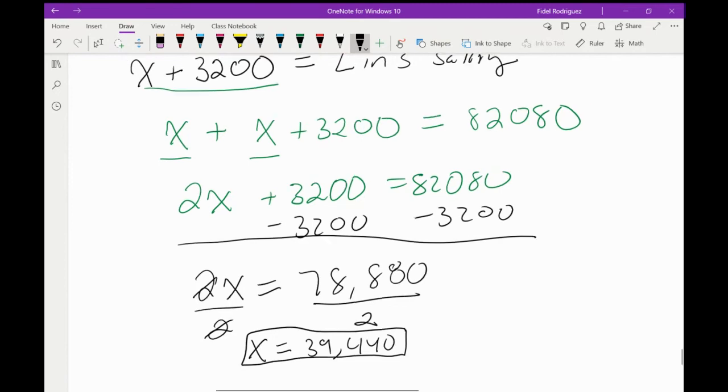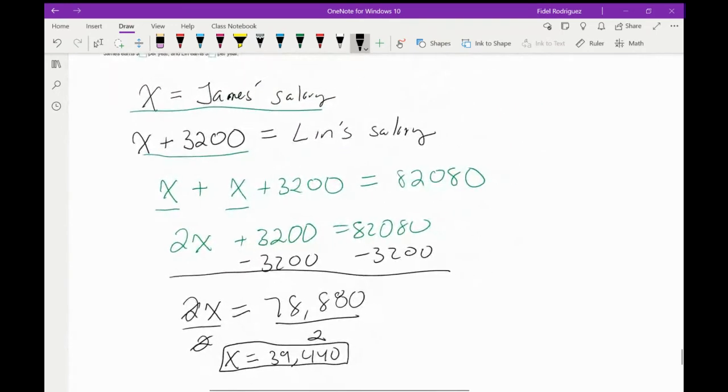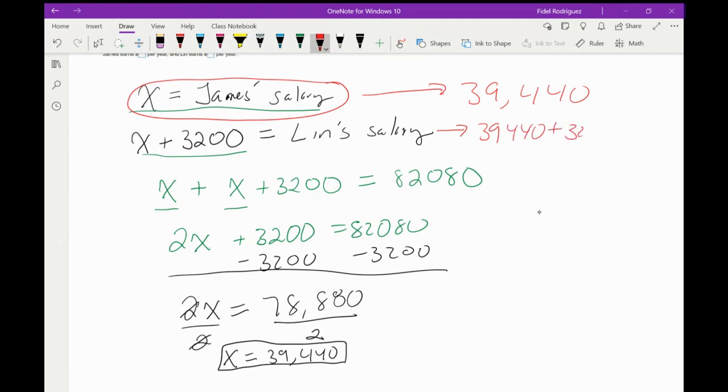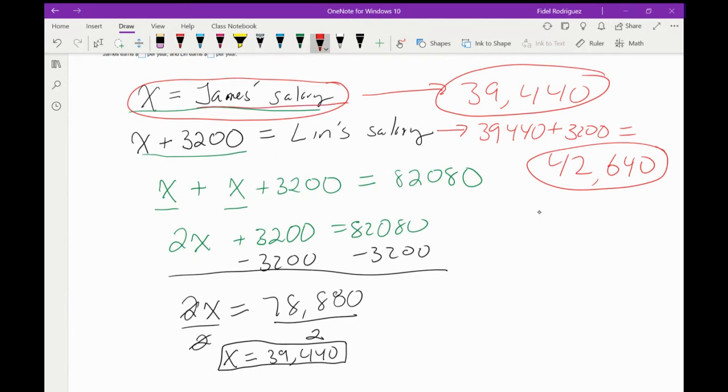So now we found the value of X, but I want to make sure that I understand what X really stands for, right? So when I come back up here, X stood for James's salary, right? So James is going to make 39,440. Lynn is going to make 39,440 plus another 3,200, which is, let me add that in there, 3,200. She's going to make 42,640, right? So here's James' salary right here, and here is Lynn's salary, right?